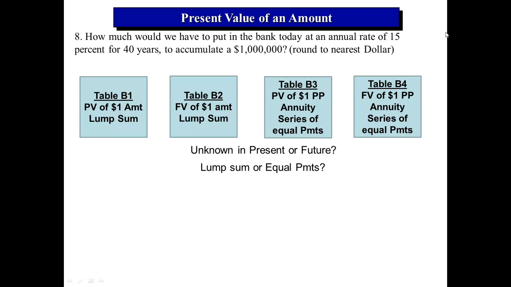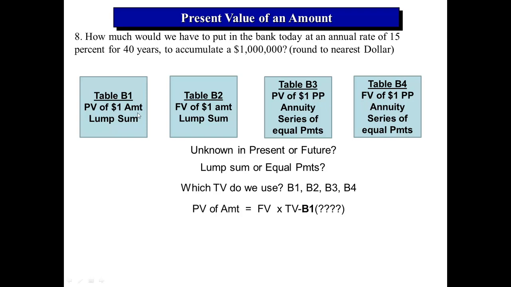That is what I'm getting on my money. So which table are we going to use? We're going to use the present value of an amount table, which in my book is B1. Plug in what we know, which is 15% for 40 periods, and the future value is going to be $1 million, and the unknown is what we're looking for, which is the present value.